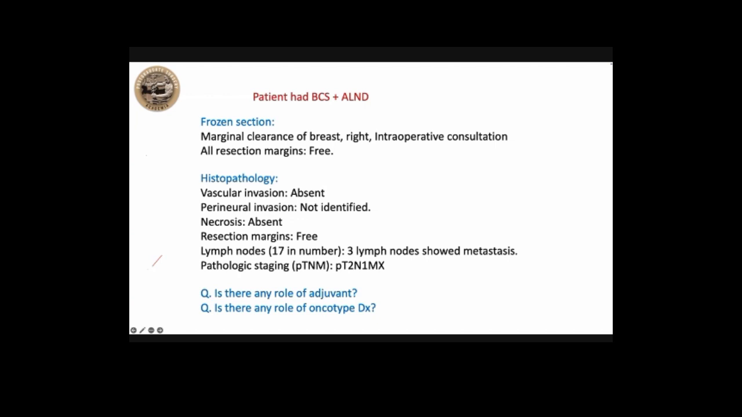Progesterone receptor is 5%, low progesterone. If the progesterone receptor is absent or low, then we can call it luminal B. So 1 to 9% is low progesterone receptor. 10 to 100% is a high score.